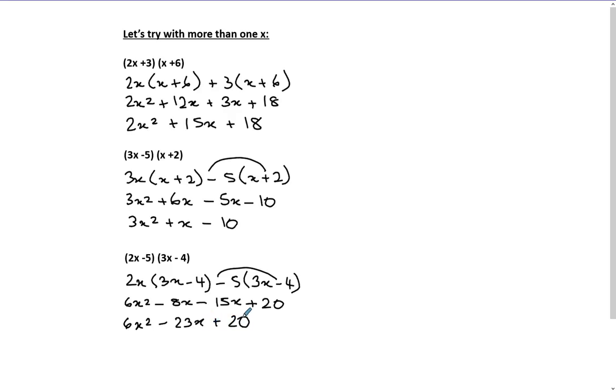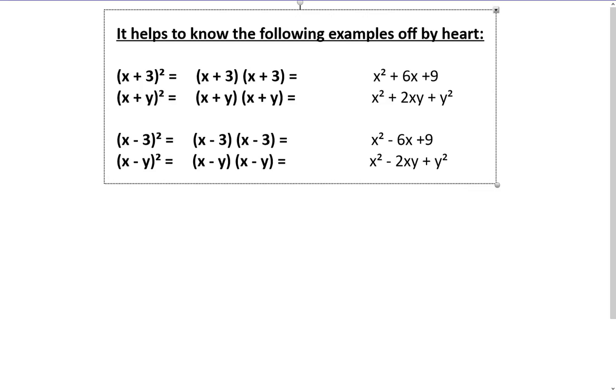I hope that feels really comfortable, expanding that way, and as you can see, it really does flow, and especially when it comes to science, you just won't go wrong. It helps to know the following examples off by heart. So if you've got x plus 3 squared, you know it's just x plus 3 times x plus 3. And because we've cheated, we know it's going to be x squared, and then 3 plus 3 is 6, and 3 times 3 is 9.